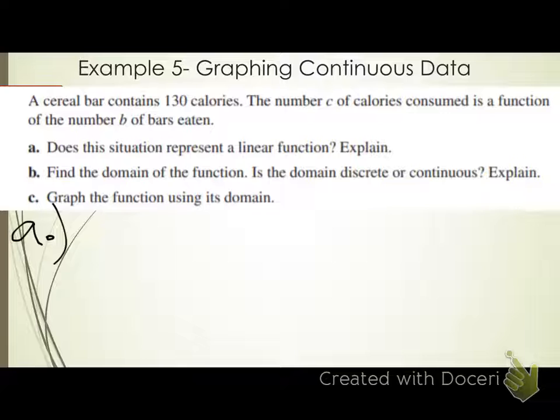Let's say you eat 1/4 of a candy bar, and then you eat the rest of it, 3/4 of the candy bar. Then you've eaten one whole candy bar, but it's in a different set. You're still eating one cereal bar.